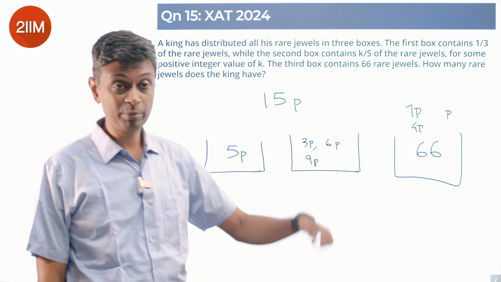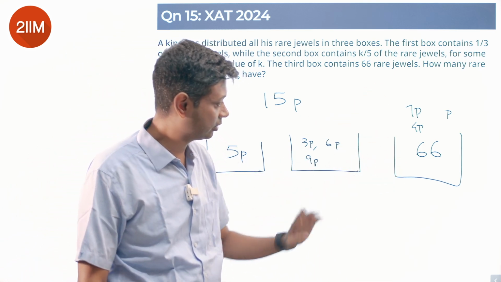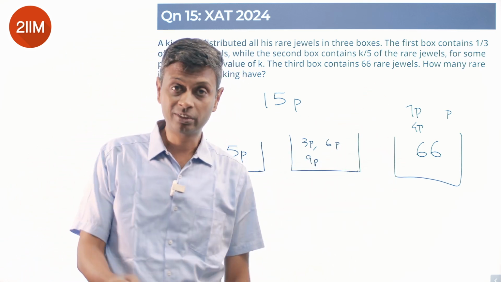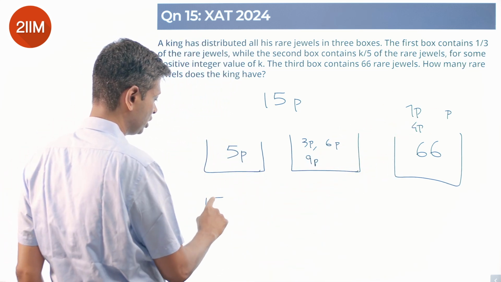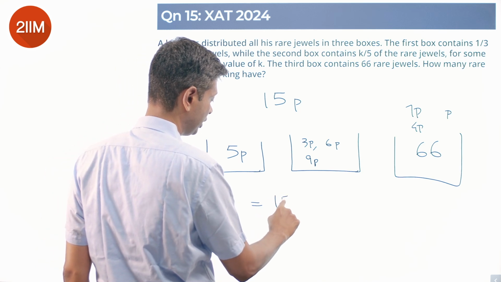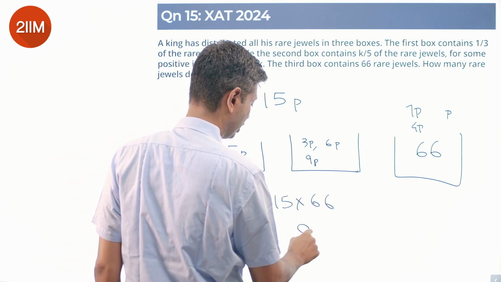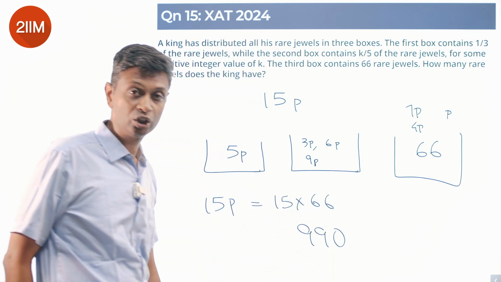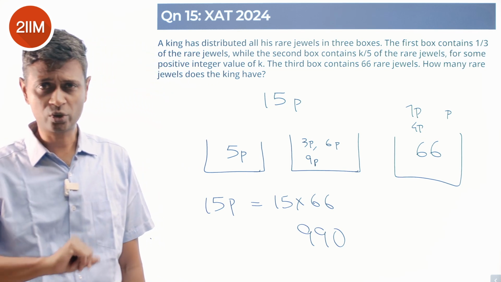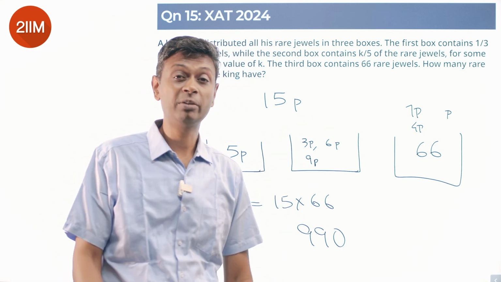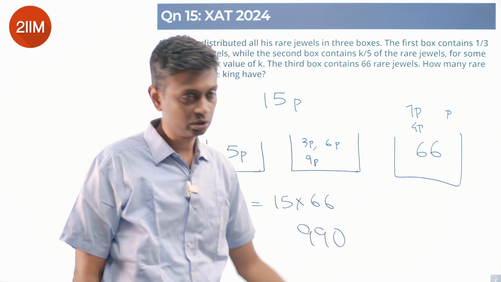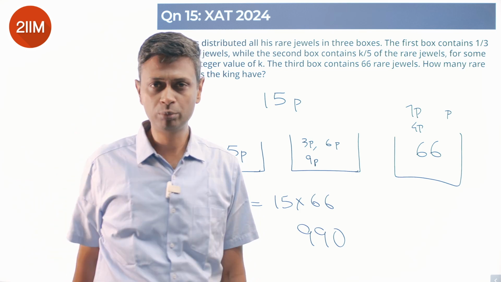7p, 4p or p should be 66. 7p cannot be 66, it's an integer. 4p cannot be 66, it's an integer. P has to be 66, and he has 15p originally. 15p is equal to 15 into 66, which is 990. Our man, the king, should have had 990 jewels to start with. 1/3 goes here, 3/5 goes here, the remaining 1/15 goes there. That happened to be 66. Beautiful question.